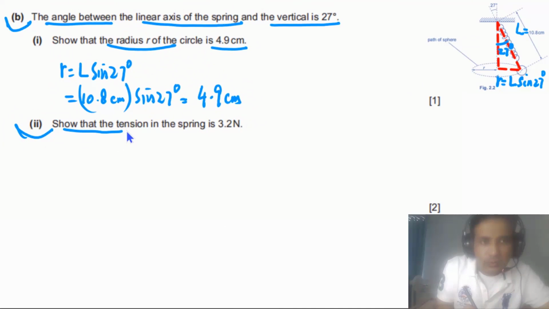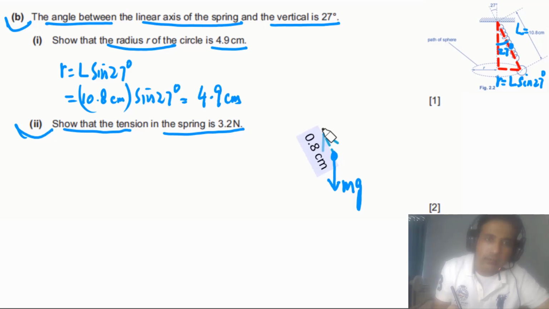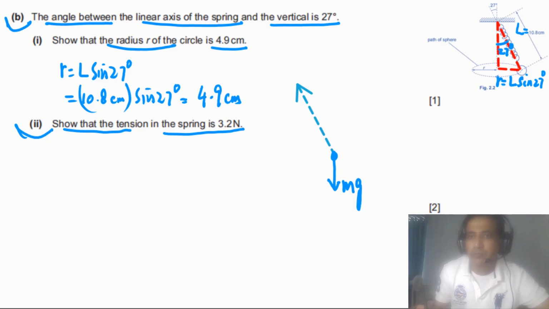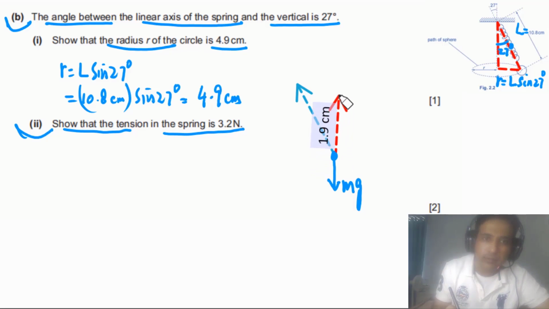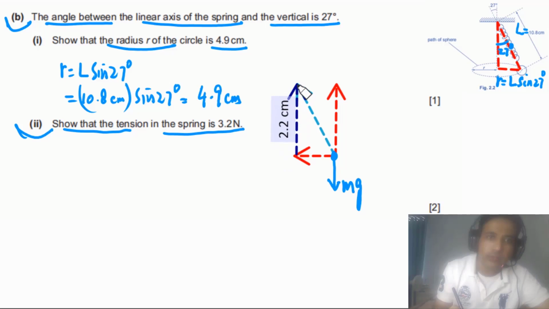For the second part, we need to show that tension in the spring is equal to 3.2 newtons. But we have already discussed forces acting on the sphere. We have discussed that mg is acting downwards on the sphere and the tension is acting on the sphere along a certain angle. And we can resolve this tension into two components. One is the vertical component, and it has one horizontal component. We can also complete this triangle for better understanding.